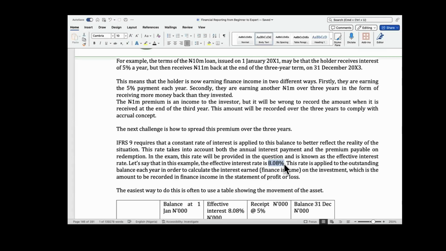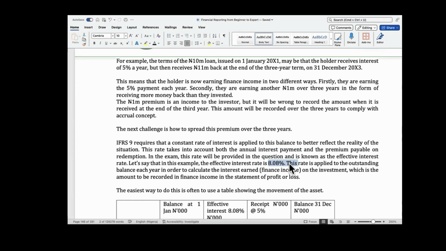I'm saying that the income you are earning now is more than 5%. So it's unlike the previous example that we did, where it's solely this 5% you are earning every year, so it makes sense to recognize 5% as income every year. But now you're recognizing an extra income. So the question will give you an effective interest rate that will have captured that extra income. So it's not this 5% that you take to P&L anymore. What you take to P&L is this 8.08%.